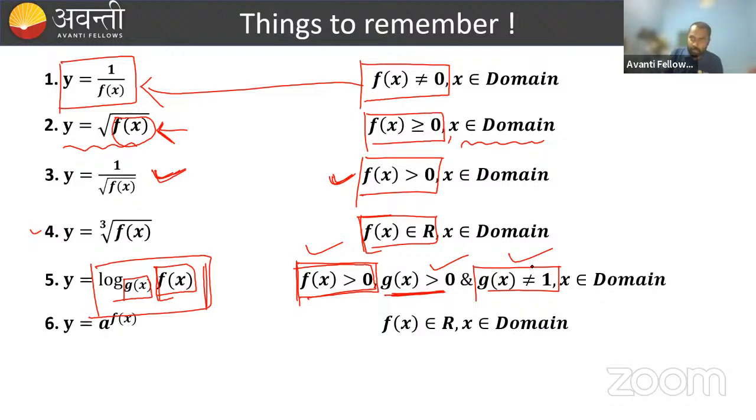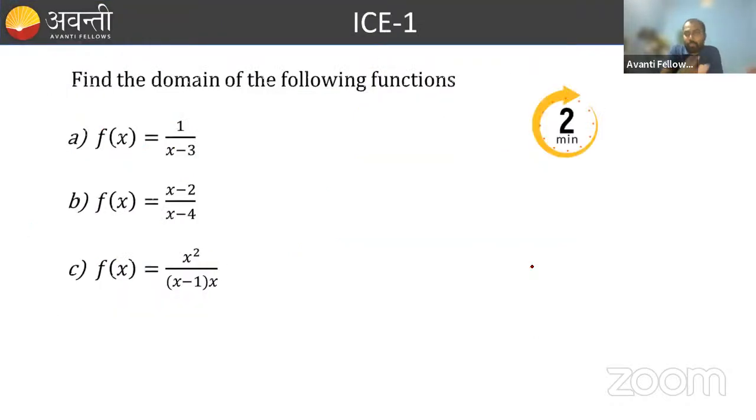Okay. So last one, y is equal to a to the power f of x. In this case, the domain: f of x belongs to R. The exponent of a, if the exponent is a function f of x, then f of x belongs to R, right? Okay, now on your screen, some small questions are given. Just take 2 minutes to solve these 3 questions and write your answers in the chat box quickly. And your time starts now.